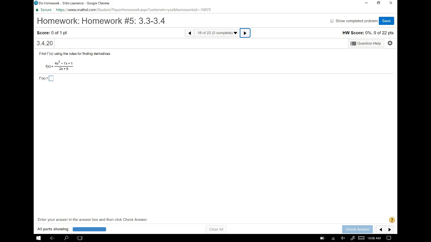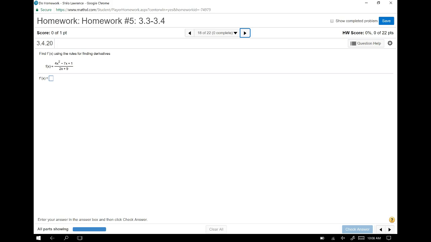When you're doing your homework, I suggest you copy this problem over onto a piece of paper and work it out on a piece of paper, and then transfer the answer back into MyLabs Plus. And make sure you copy it right.